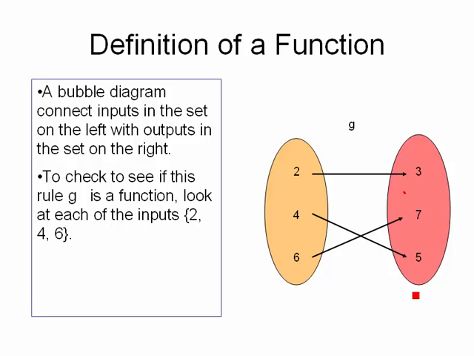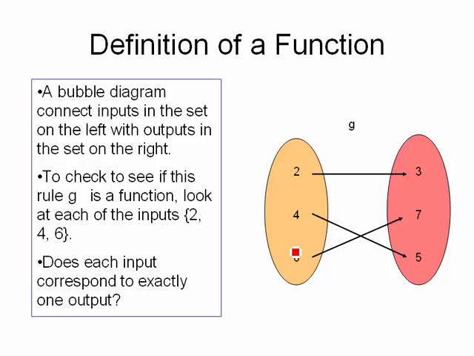So to check to see if this rule is a function, and I've called this rule G, let's look at each one of the inputs. We need to look at the 2, the 4, and the 6, and make sure that each one of those numbers matches up with only one output. So to check that, let's go ahead and look at them. So first of all, 2 matches up with 3. So an input of 2 matches up with an output of 3. That's only one output with that input, so that's okay.